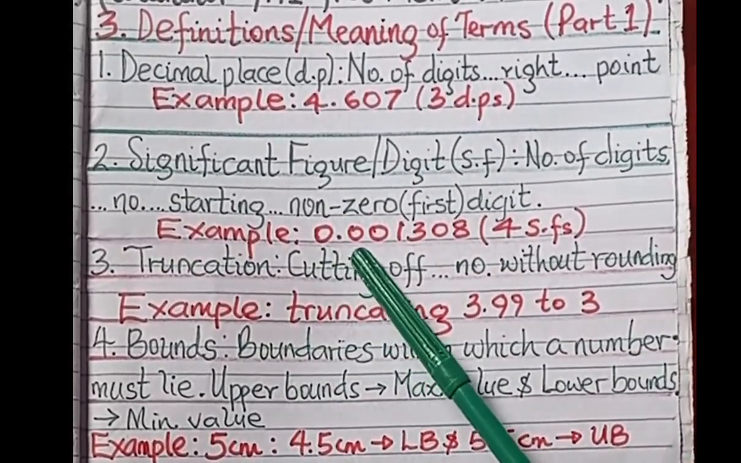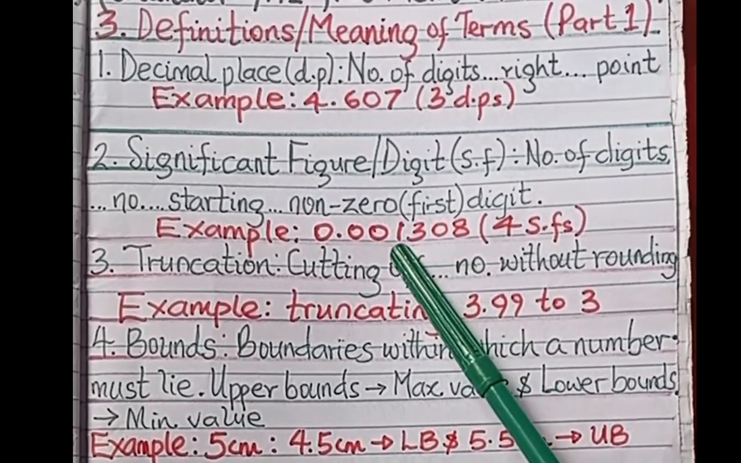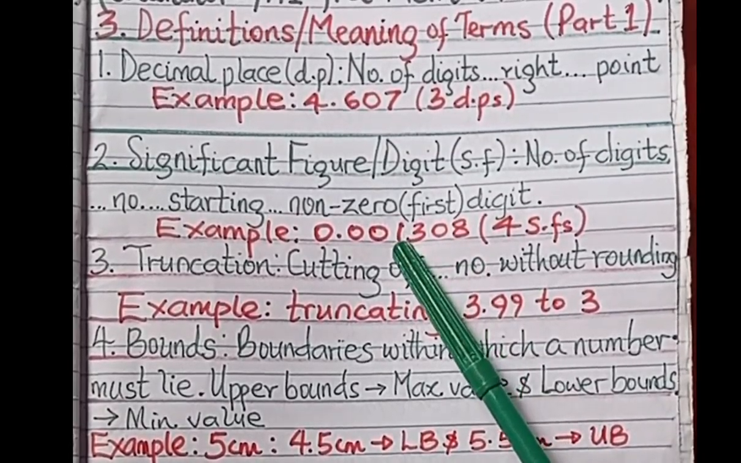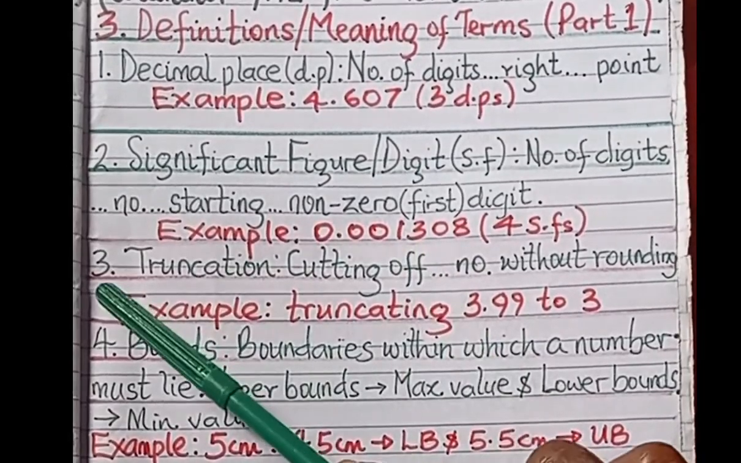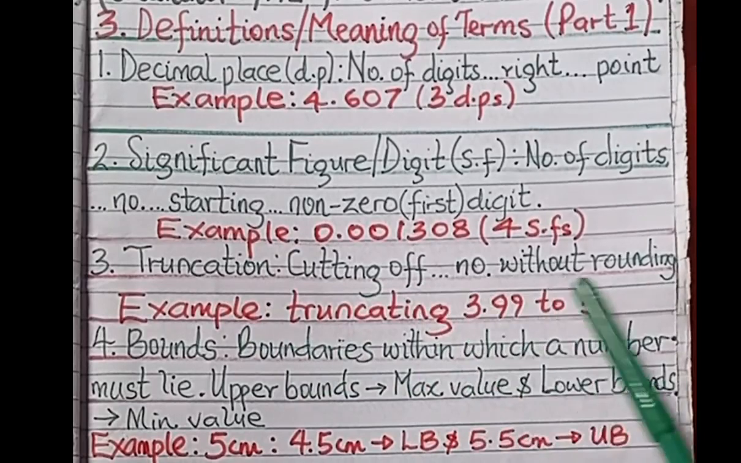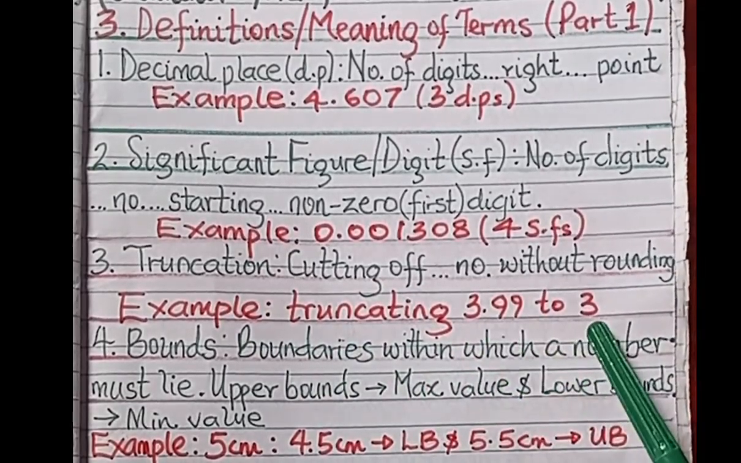Here we have 0.001308 as an example. And it has 4 significant figures because 1 is the first non-zero digit, so we start counting from there. 3. Truncation is the cutting off of a number without rounding. We can truncate 3.99 to 3 as an example.